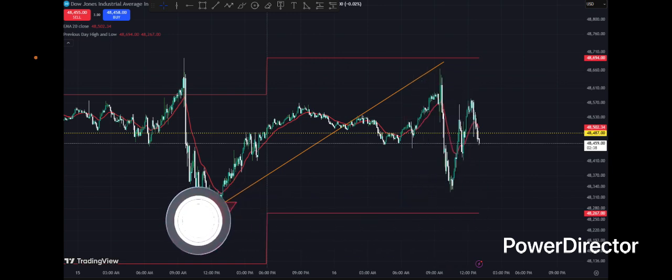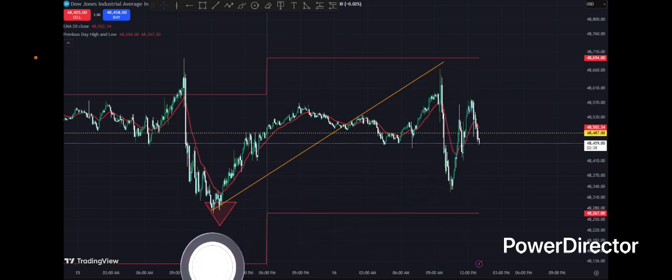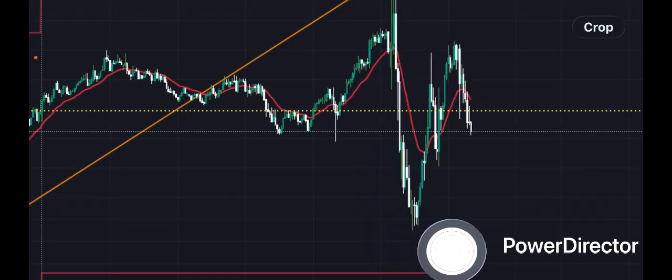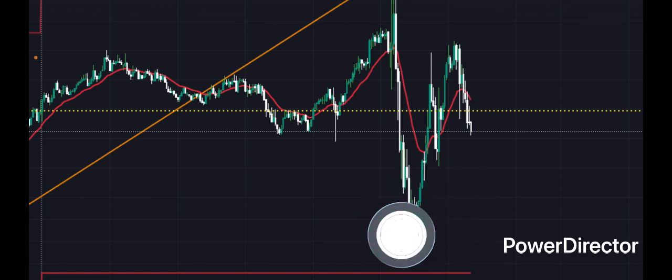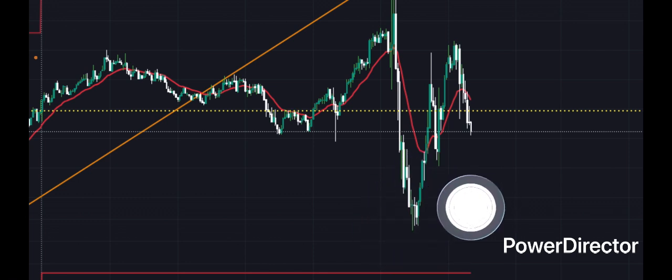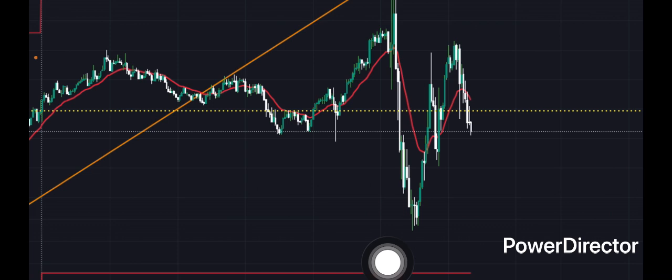Now, I was targeting here or down here. And as you can see, it didn't quite go down there, right? But I was still able to capitalize on this trade. I closed it as soon as we got this little coil here and started going the other way. I shut my trade down and took the money.